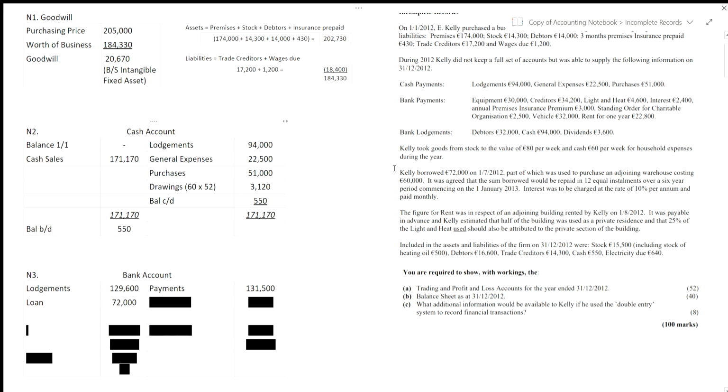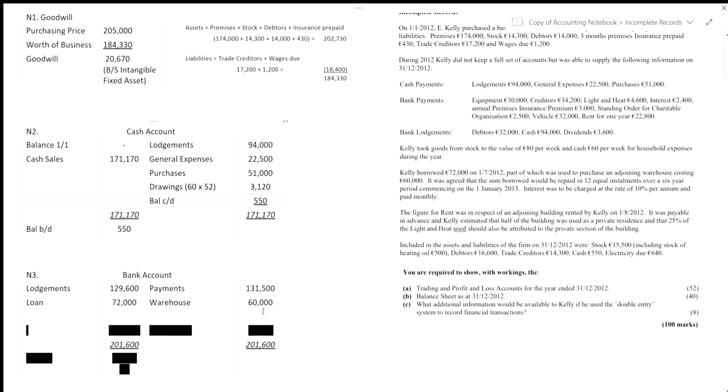So because Kelly borrowed 72,000, I need to increase my bank by 72,000. They bought a warehouse for 60,000. So if you buy a warehouse, what happens to your bank? The bank is nice and easy to understand, because if you buy something for 60 grand, there's money going out for 60,000. So that's money going out for 60 grand here. If I look at it here, I have a balance in both sides. My balance in both sides is going to be 201,600.